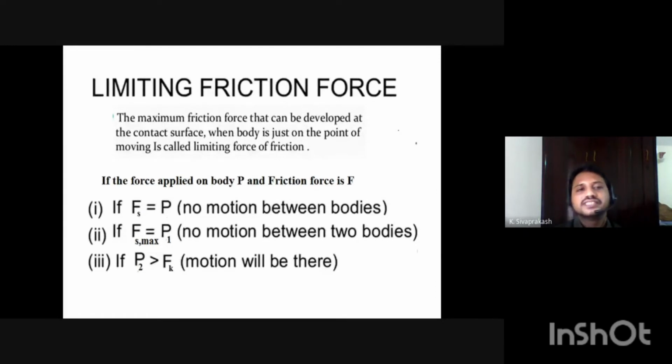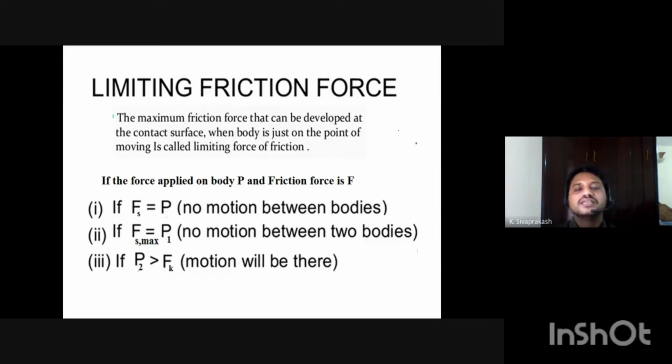So once again, I'll repeat. The limiting frictional force means the maximum friction force that can be developed at the contact surfaces when the body is just on the point of moving. It's called the limiting frictional force. Okay. To understand the limiting frictional force, let us take one experiment or one example.